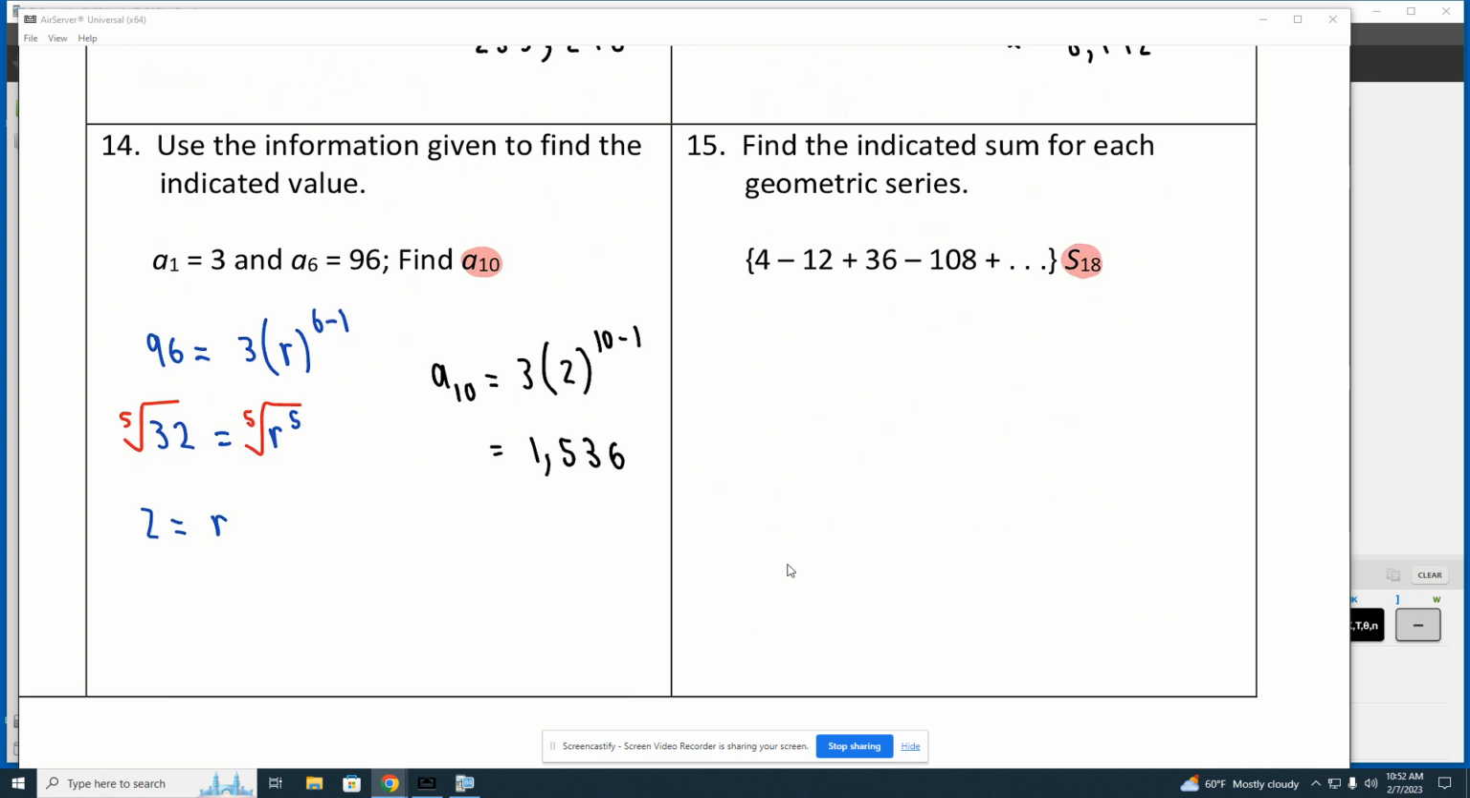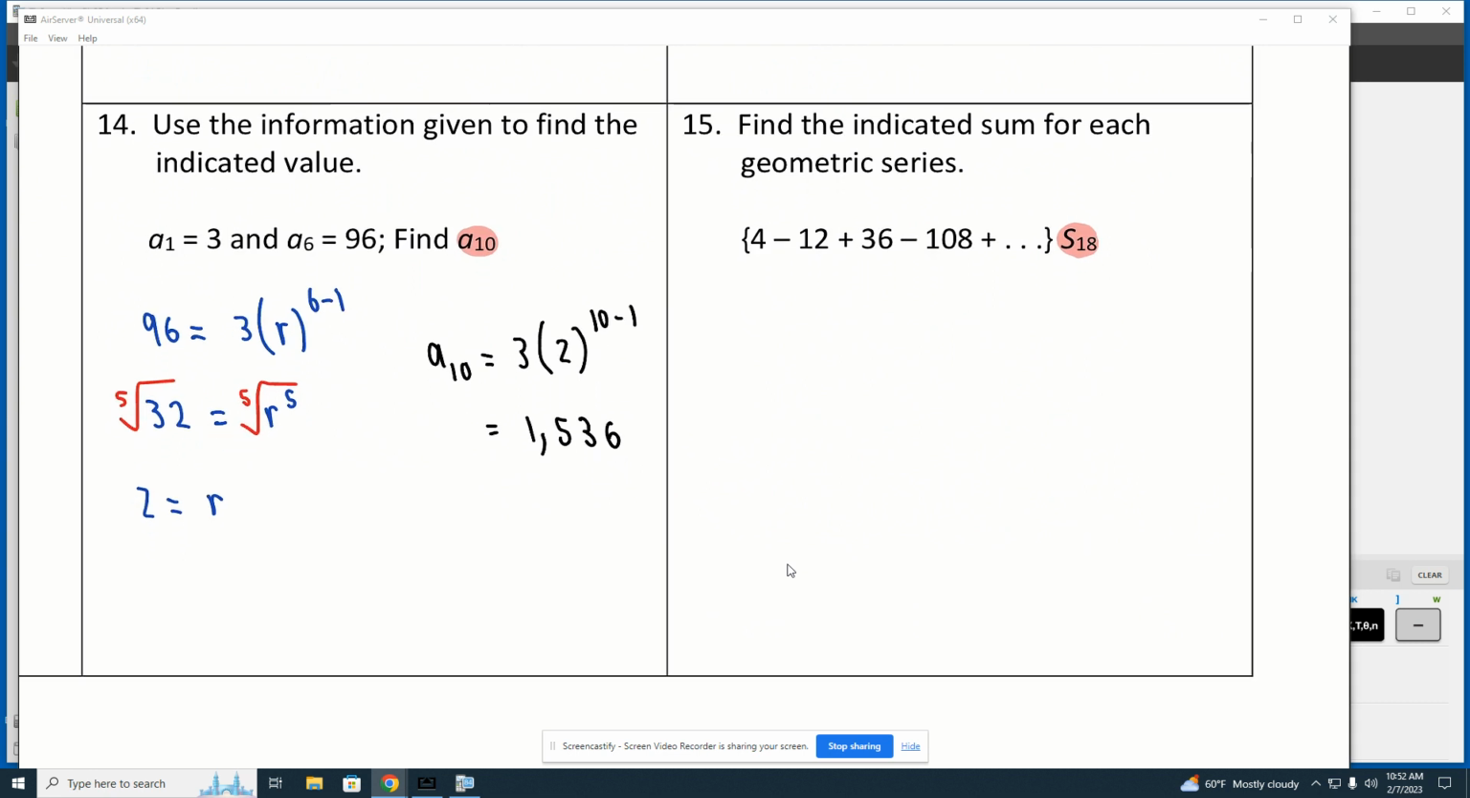And then the last one, we're finding the what? Series, the sum. All the way through the what? 18th term. So we're using what, y'all? We're using big E. And we're going from where? First to the 18th term. For this geometric sequence, a sub 1 is 4, times R, let's find it. How do we find R? What's negative 12 divided by 4? So R is negative 3.